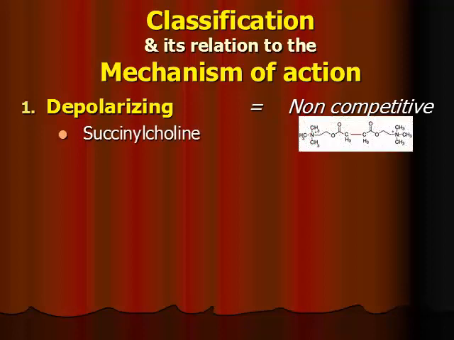The only example of the depolarizing neuromuscular blockers is the succinylcholine. It is made of two molecules of acetylcholine attached back to back. However, we still have two examples that act only in roundworms.